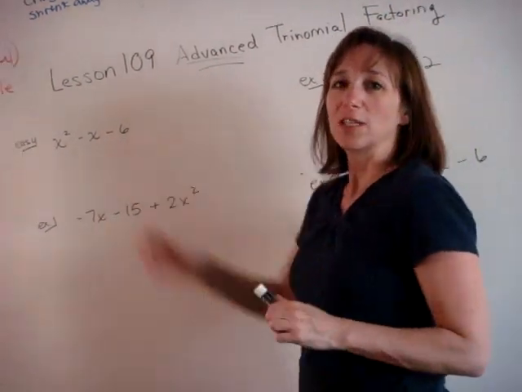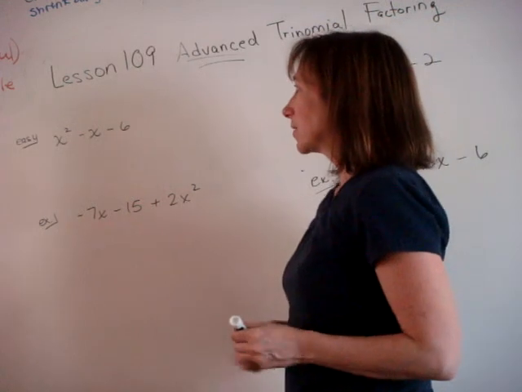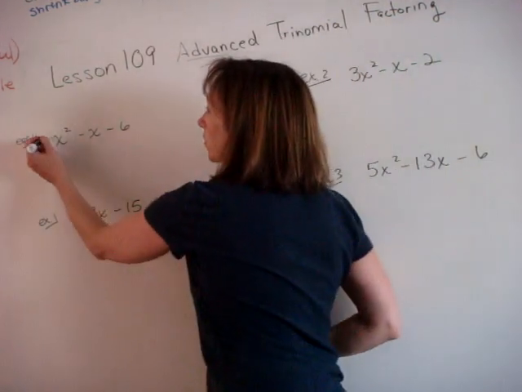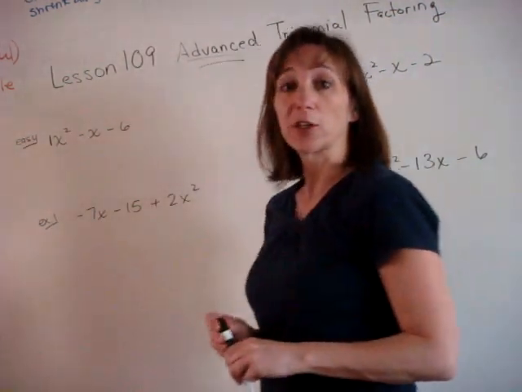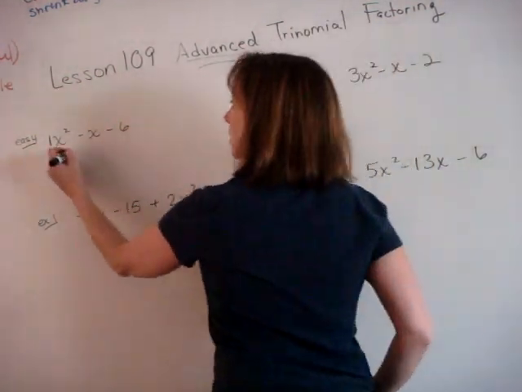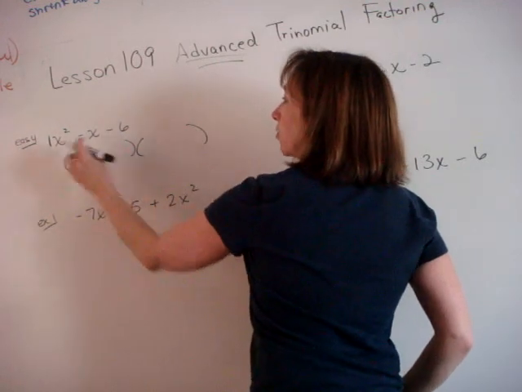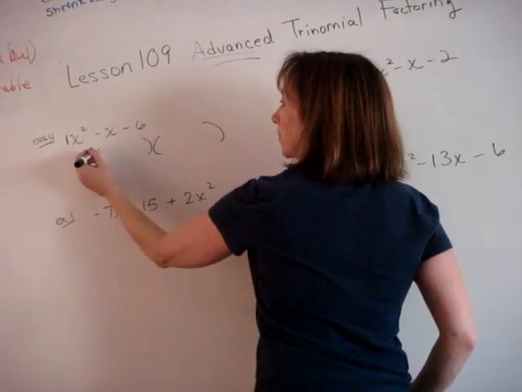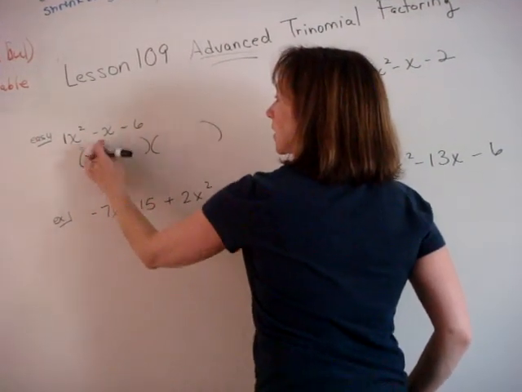This is what we used to do. These are easy trinomial factors. You'll notice that there's no coefficient but 1 in front of the x squared term. That's why it's easy. So let's just review how to do this. We make two sets of parentheses. We say what times what gives me x squared. The x times x.